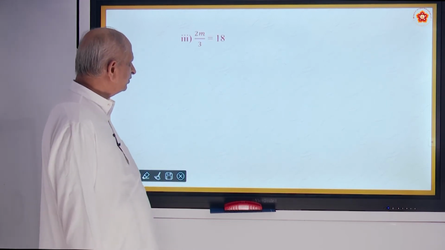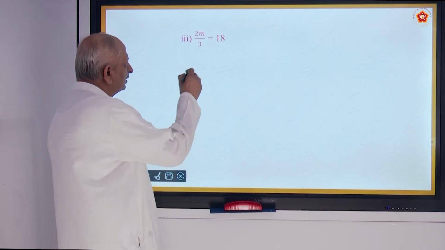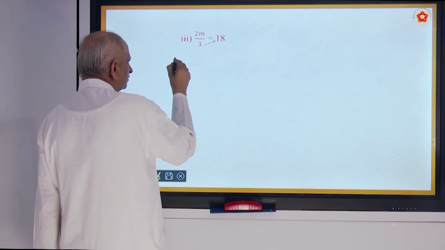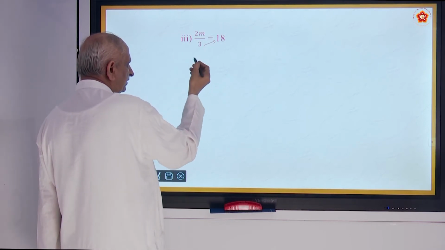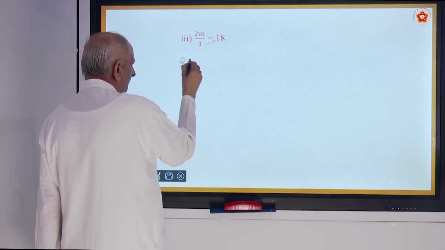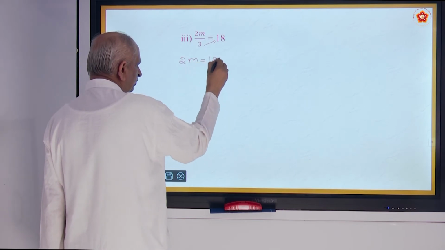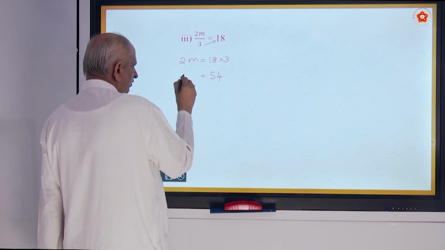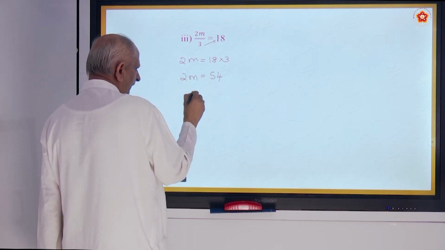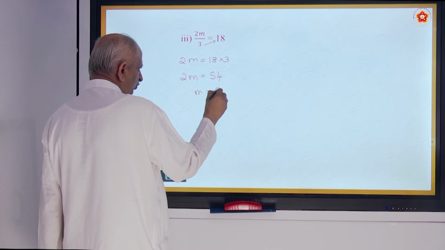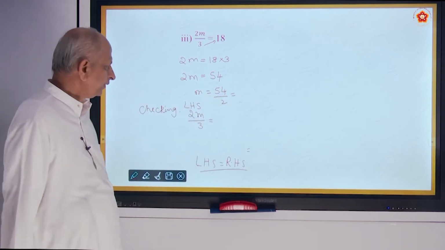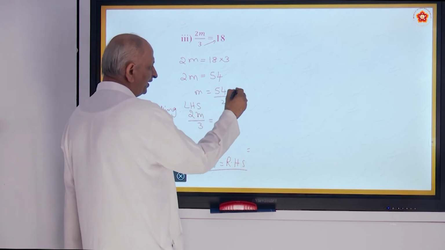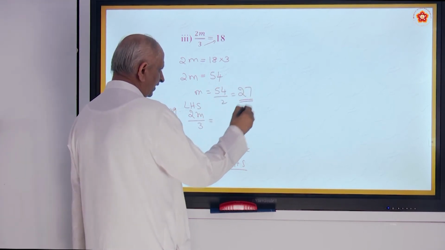2m by 3 is equal to 18. Now, this is divided by 3. So, bring this here. So, if you bring it to the right hand side, it becomes into. So, 2m becomes 18 into 3, that is 54. 2m is 54, m is equal to 54 by 2. So, m is equal to 54 by 2, that is 27, correct.